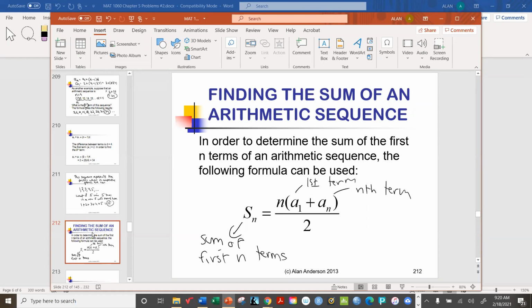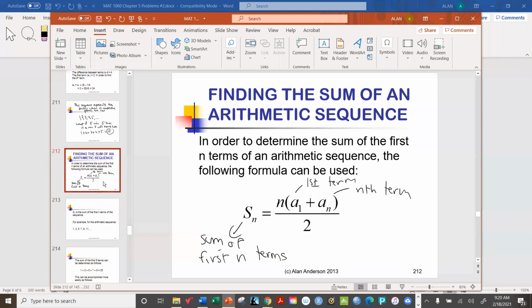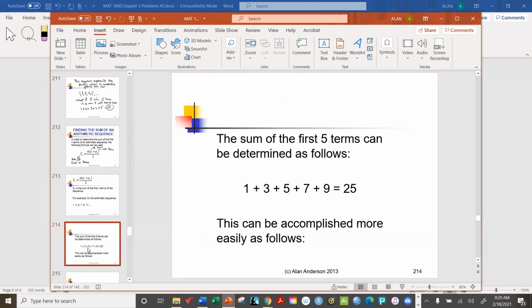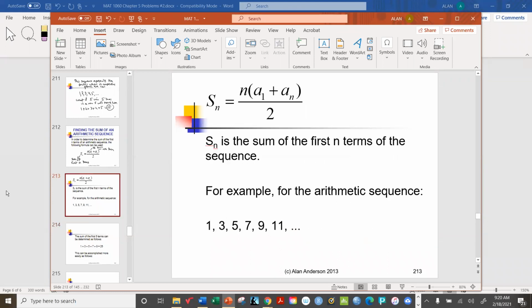So why don't we do an example of this? All right. So I'm going to copy this formula onto each page so we can have a permanent reference to it, so we don't have to keep scrolling back and looking through our notes. All right. So let's try, let's say, this next one. And what I'm going to ask for is the sum of the first 5 terms.